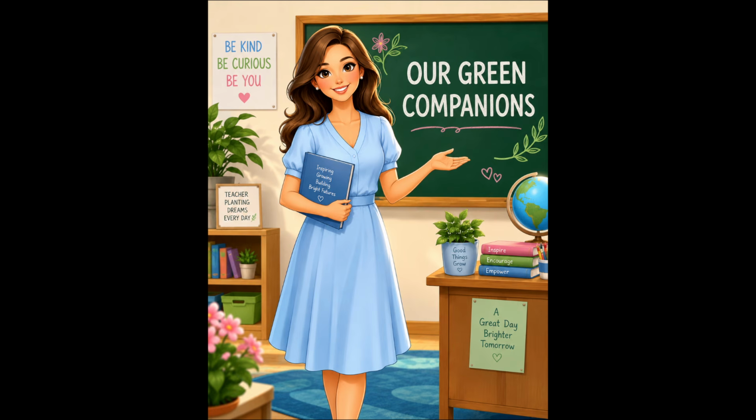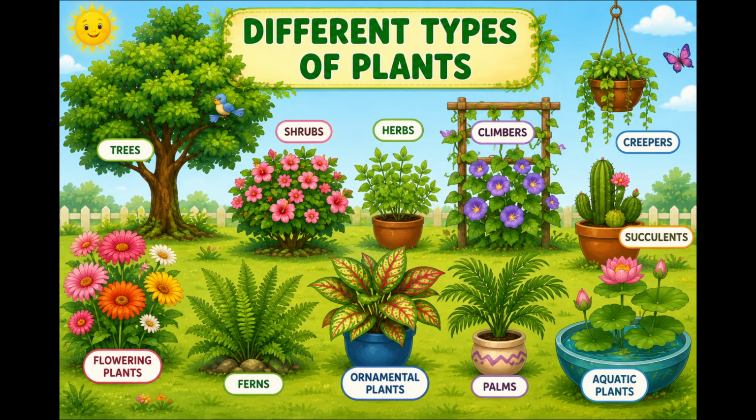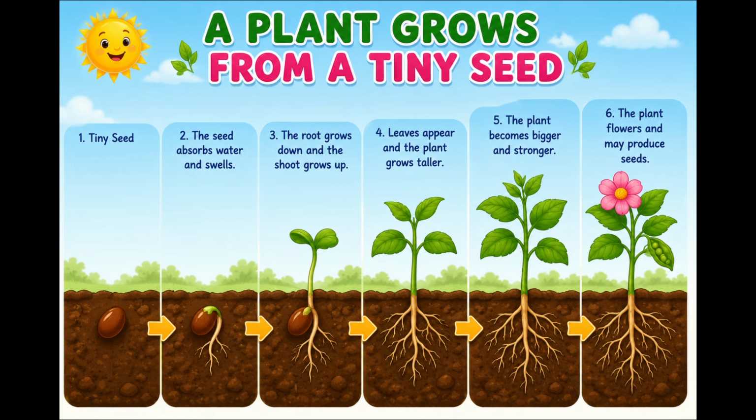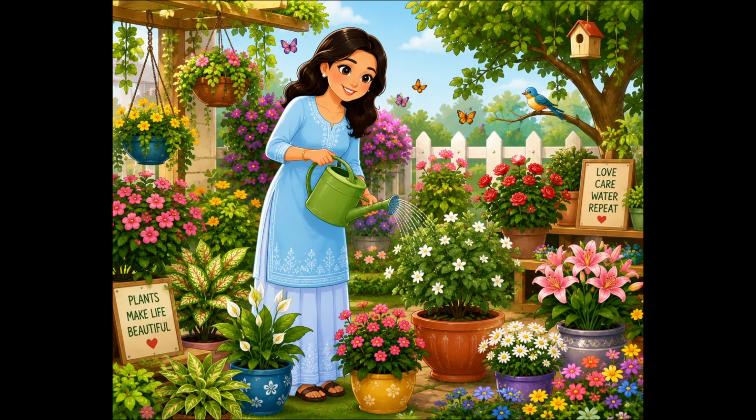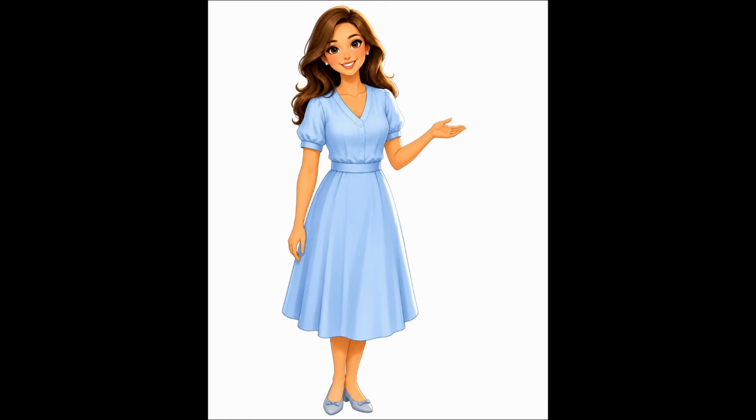Hello, children. Today's lesson is all about the wonderful world of plants. It helps us understand how different types of plants look, how they grow from a tiny seed into a mature plant, and how they get their food. Plants are called our companions because they live alongside us and provide us with essential things like food, oxygen, and beauty. Let me ask you a few riddles based on plants.